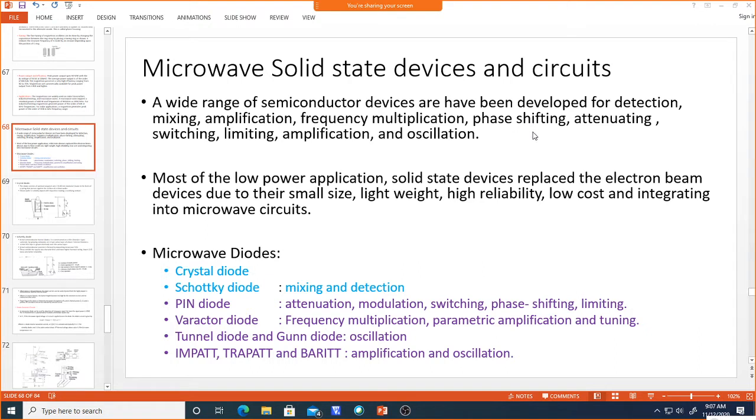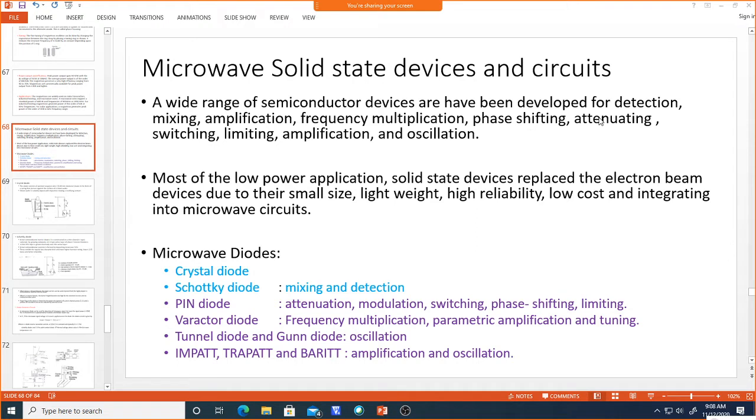Say, for example, if I want to steer the beam of a particular antenna to a particular direction, 60 degrees, 30 degrees, with respect to broadside or endfire direction. If I want to do that, in the array we can use these phase shifters. So for that purpose we can use these devices.